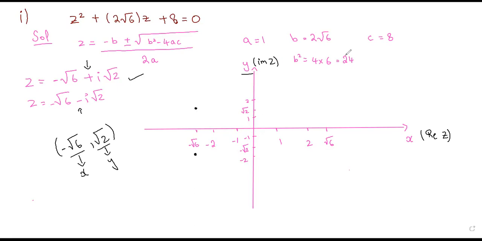Now let's say you had another question where you had to plot 2 plus 2 iota. It's very simple, Ranjani. This is x and this is y. Forget about this iota. How do you plot 2, 2? This is how you plot 2, 2. You just need to find that point.